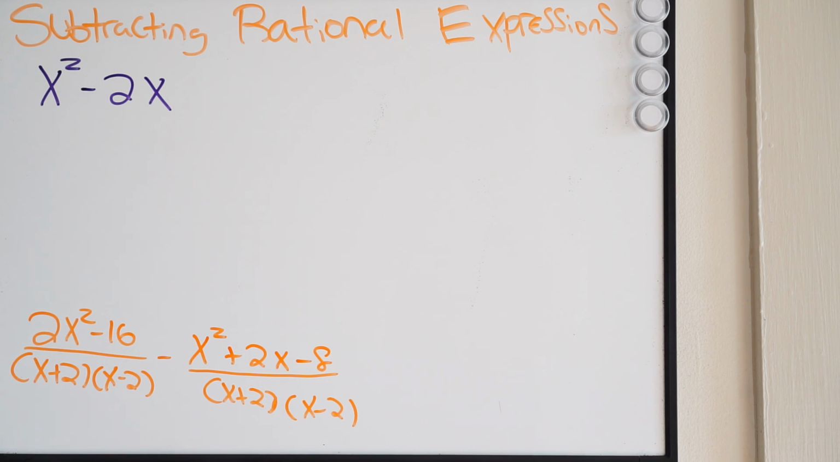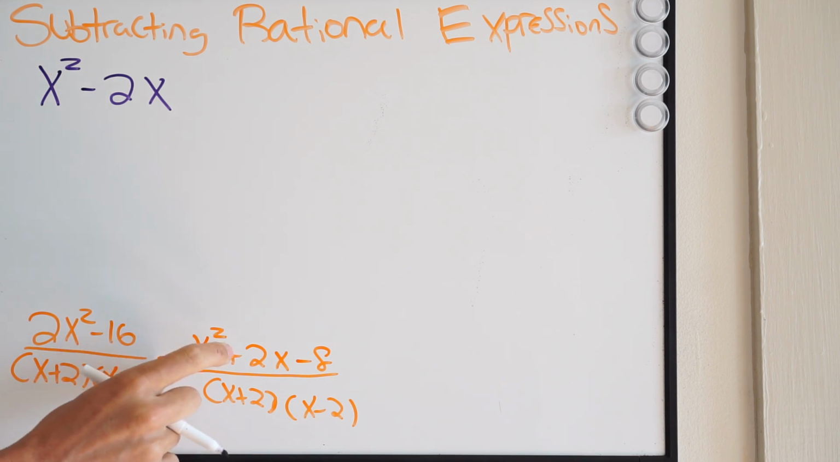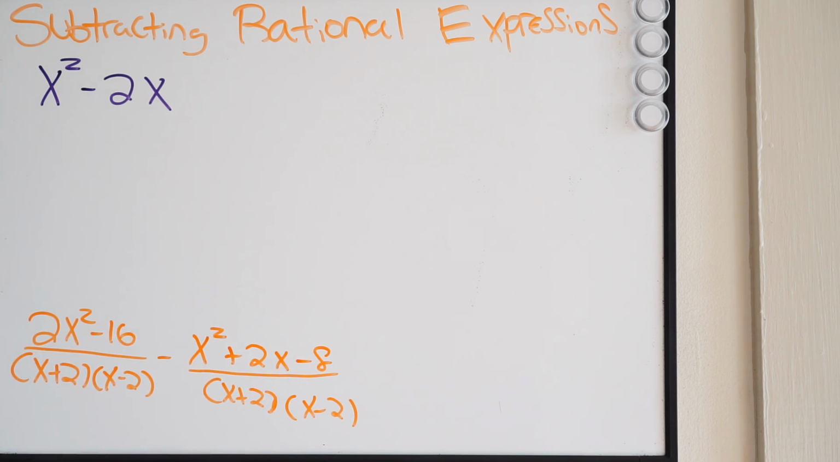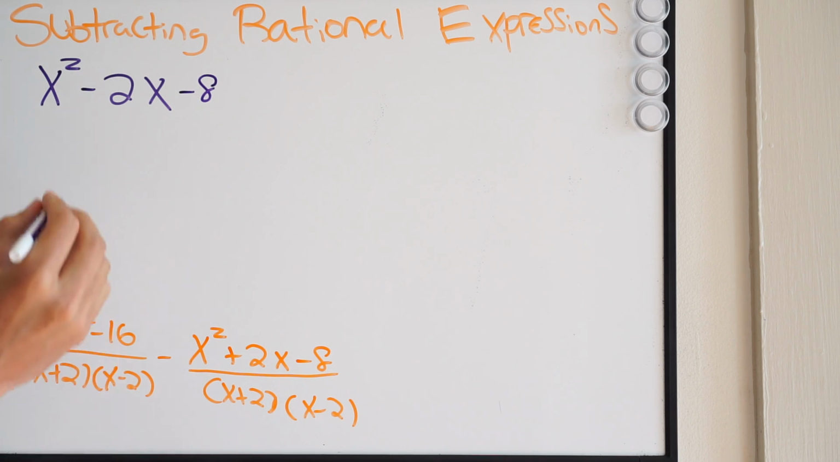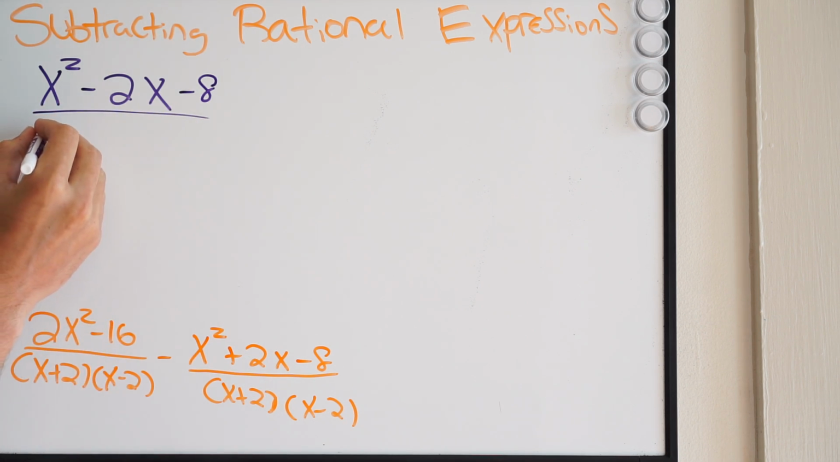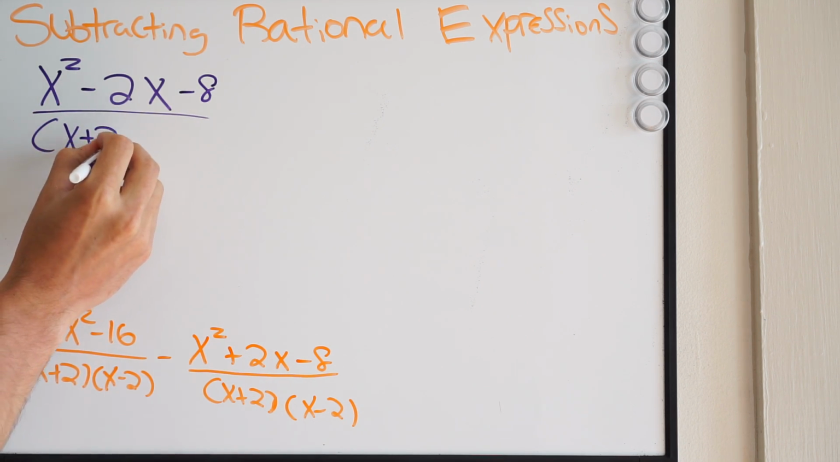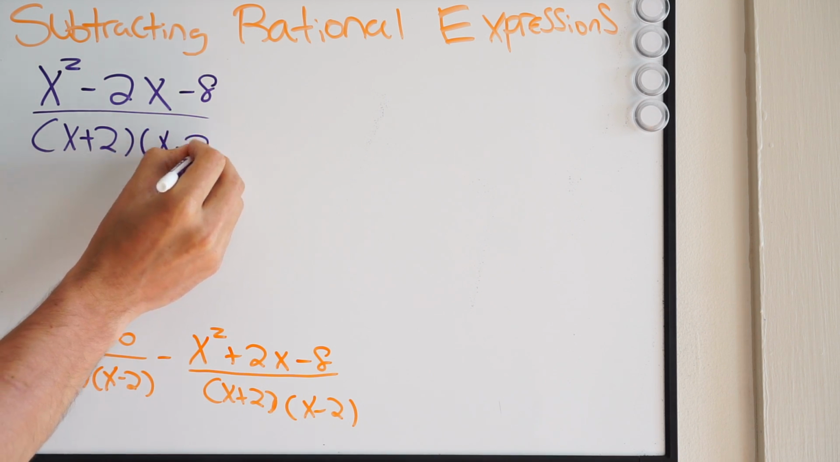Okay, and then our constant right here, the minus 16 minus a negative 8. Two negatives will make a positive here, so this becomes positive 8, so it's really negative 16 and a positive 8, which is going to be negative 8. Okay, and this is all over x plus 2, x minus 2.